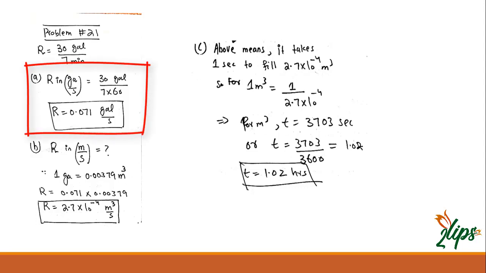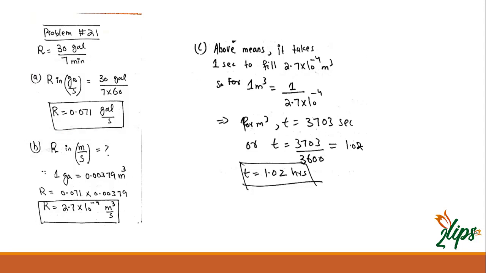So all we have to do is convert this 7 minutes into seconds. 7 minutes is equal to 7 times 60 seconds. Putting it here, I can get R is equal to 0.071 gallons per second. So this is the rate in gallons per second.